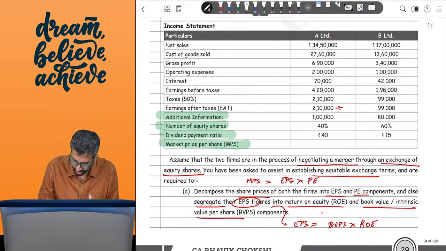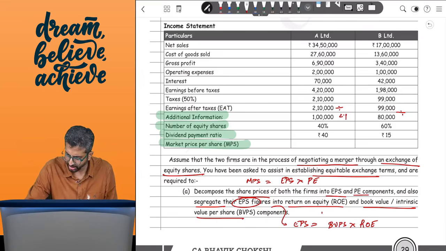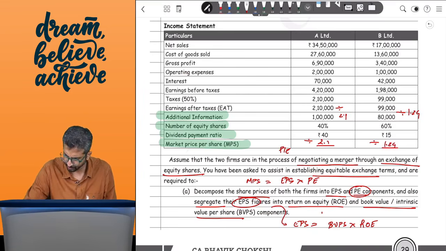EPS is earnings after tax divided by number of shares, that is 1 lakh. So your EPS, for example, will be 2.1, and for B, 99,000 divided by 80,000, your EPS will be, I think, 1.24. Then the PE component is market price divided by EPS. So this is approximately a PE ratio of 40 by 2.1, which comes to around 19.05, and this is 15 by 1.24. This is 12.1.